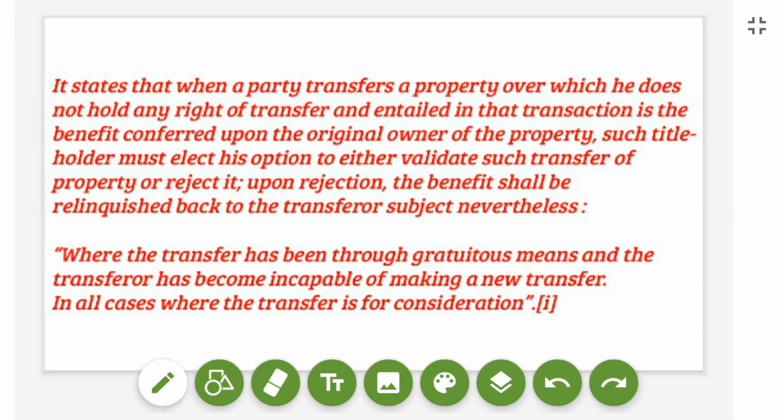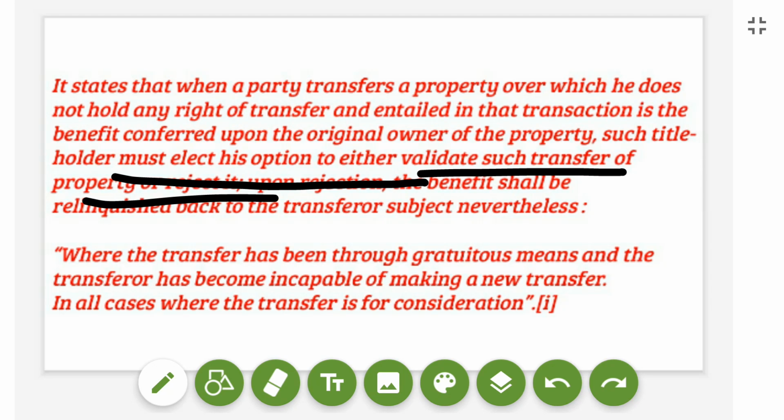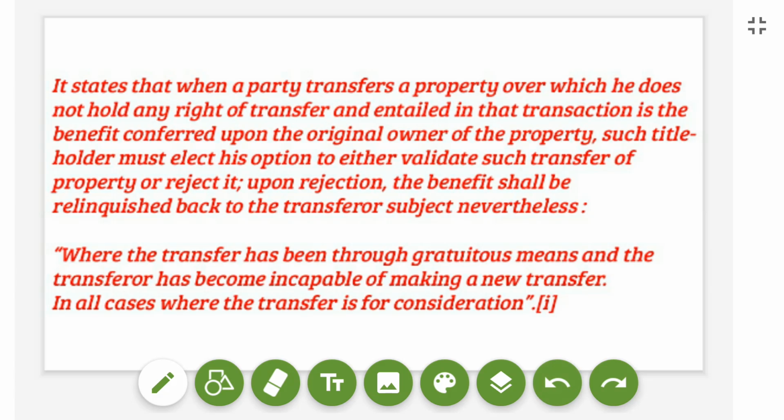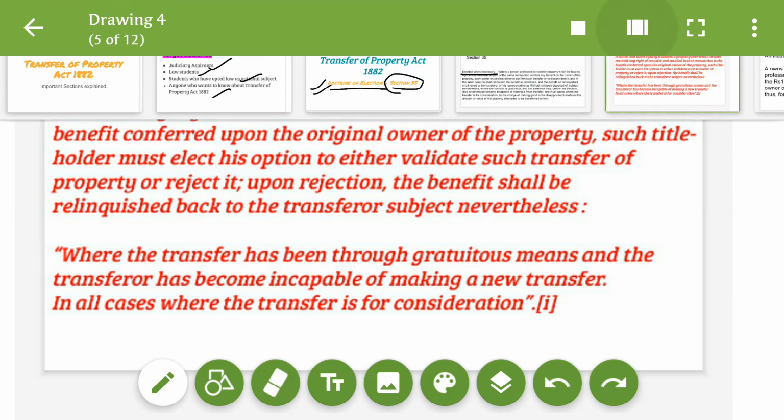So it states that when a party transfers a property over which he does not hold any right of transfer, and entailed in that transaction is a benefit conferred upon the original owner of the property, such title holder must elect his option to either validate such transfer of the property or to reject it. And upon rejection, the benefit shall be relinquished back to the transferor, subject nevertheless, where the transfer has been through gratuitous means and the transferor has become incapable of a new transfer. In all cases where the transfer is for consideration, it is an exception to it.